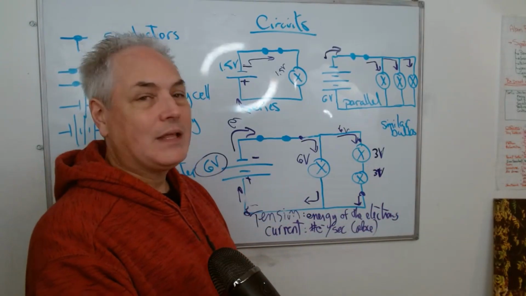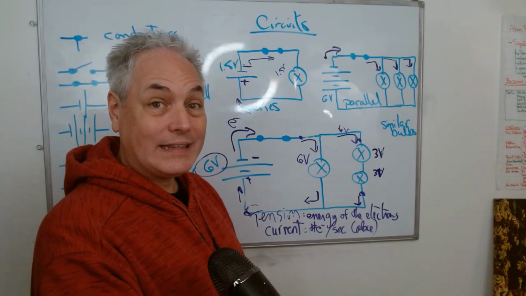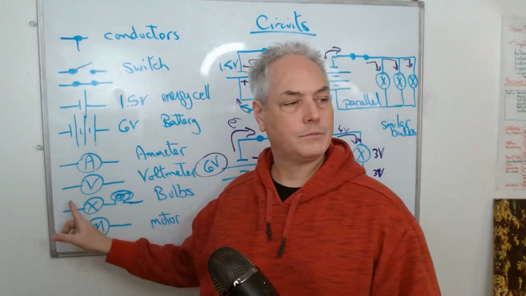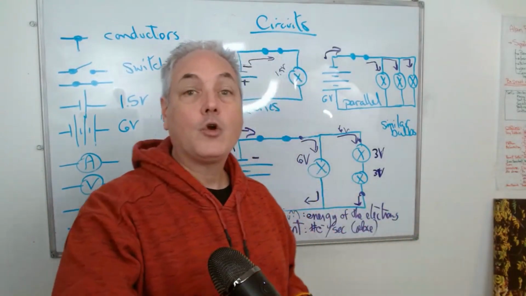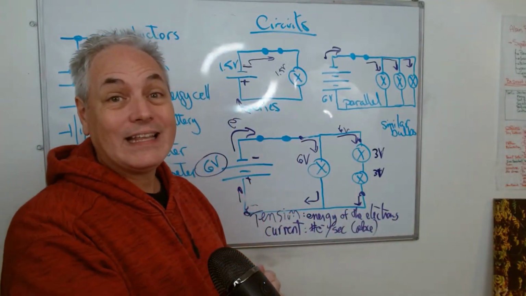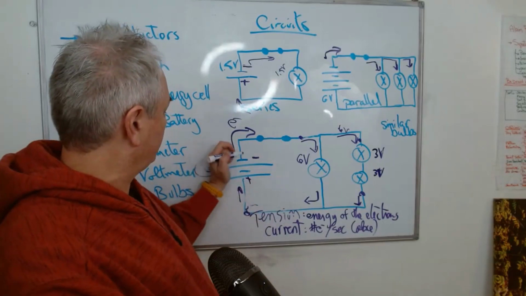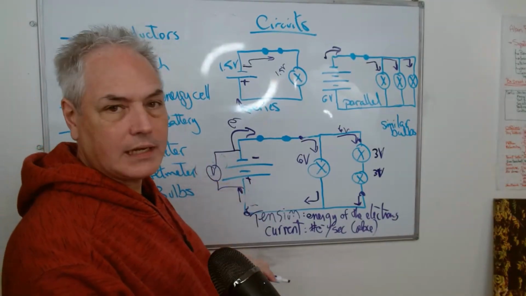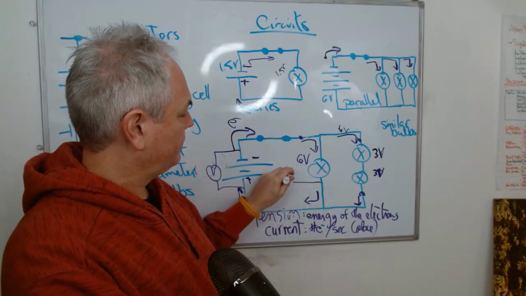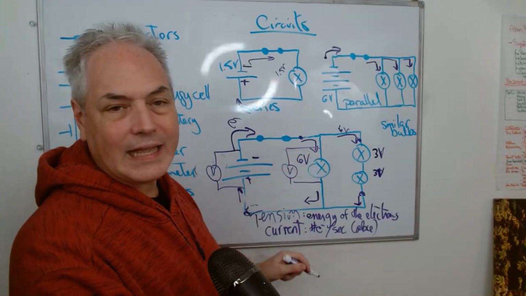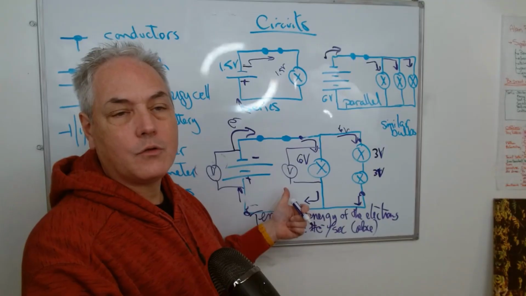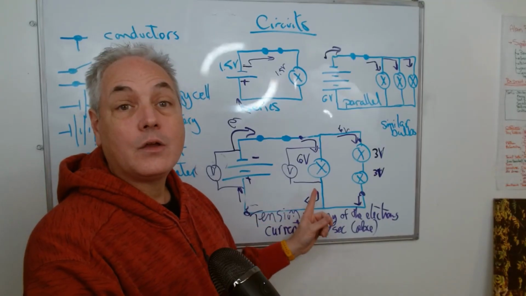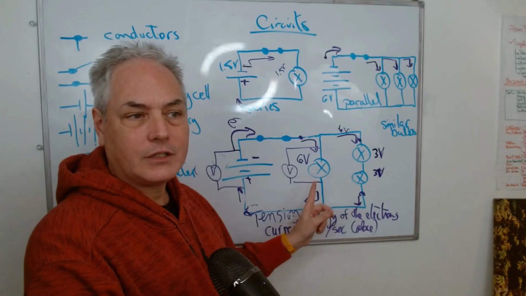Perfect. Now, how do we measure this energy? We use what we call a voltmeter. So the voltmeter is right here. We are connecting a voltmeter in parallel. So here, like this, and like this.